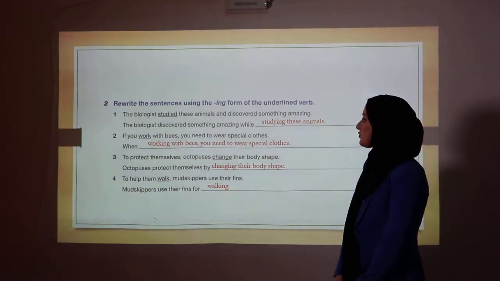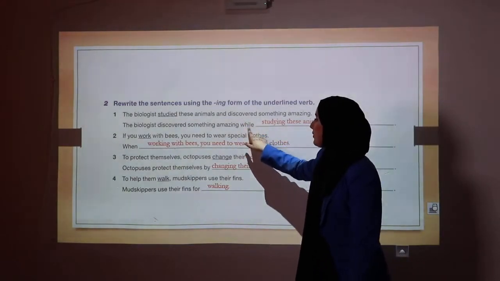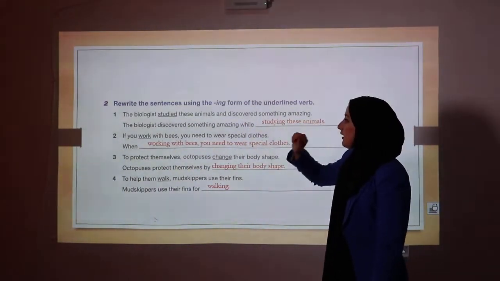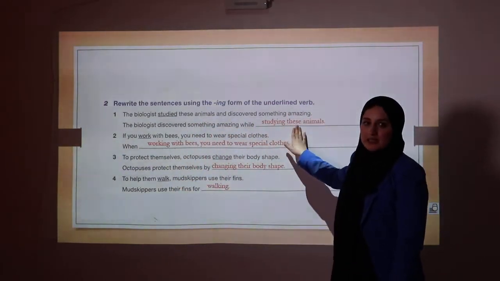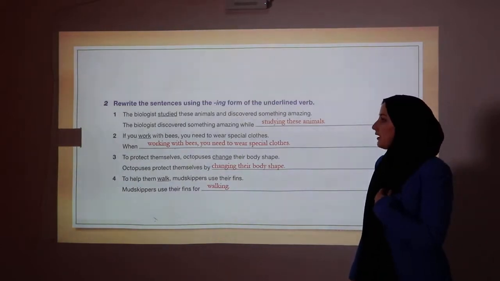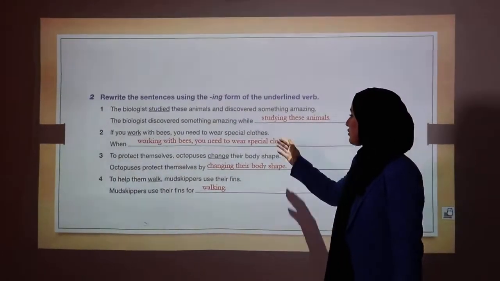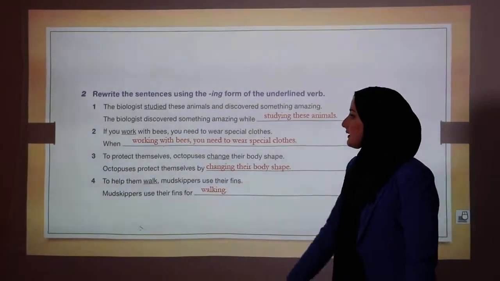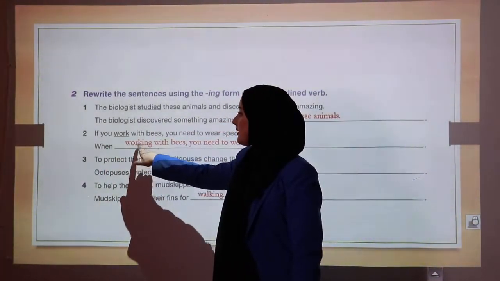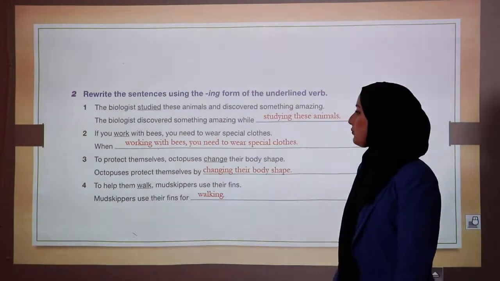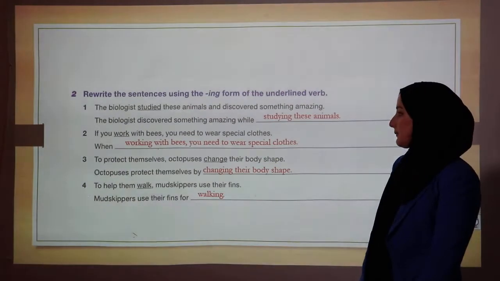All you have to do is just put the verb studied in the ing form after while. So it becomes like this: The biologist discovered something amazing while studying these animals, full stop. Number 2. If you work with bees, you need to wear special clothes. So there is a connector when, and it must be followed by the ing form of the verb. Work becomes working. When working with bees, comma, you need to wear special clothes.